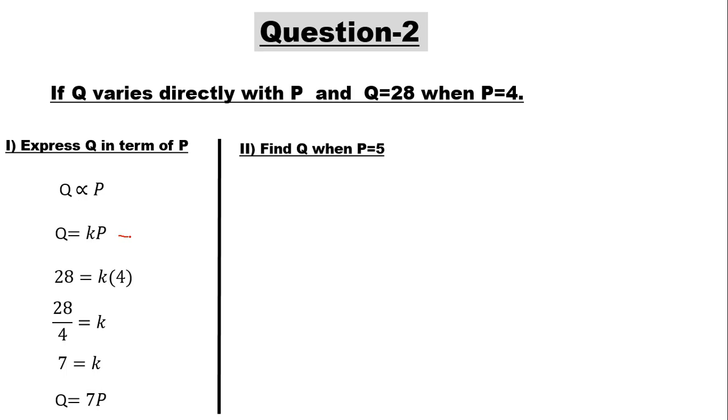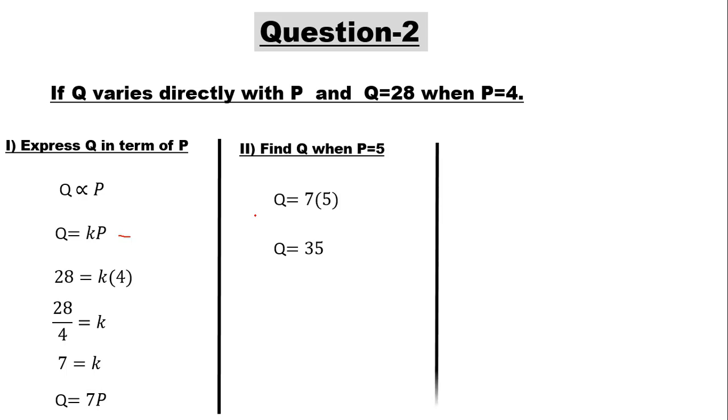Find q when p is equal to 5. So students, you will simply replace this p with 5. So q is equal to 7 times 5. We will get q equals 35.